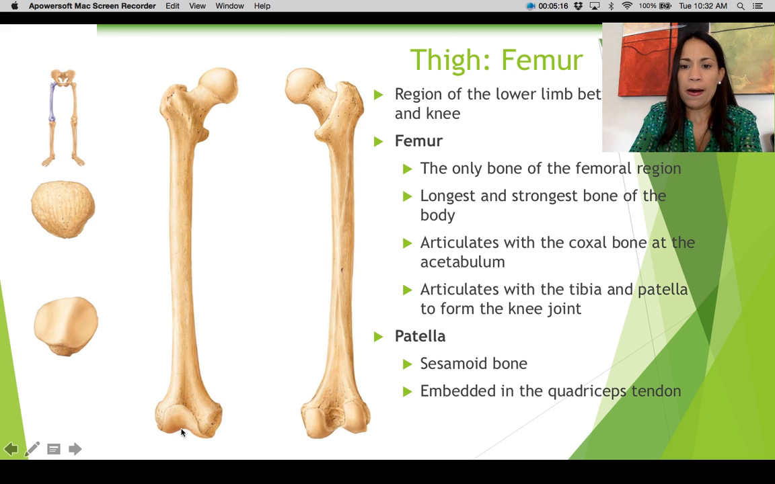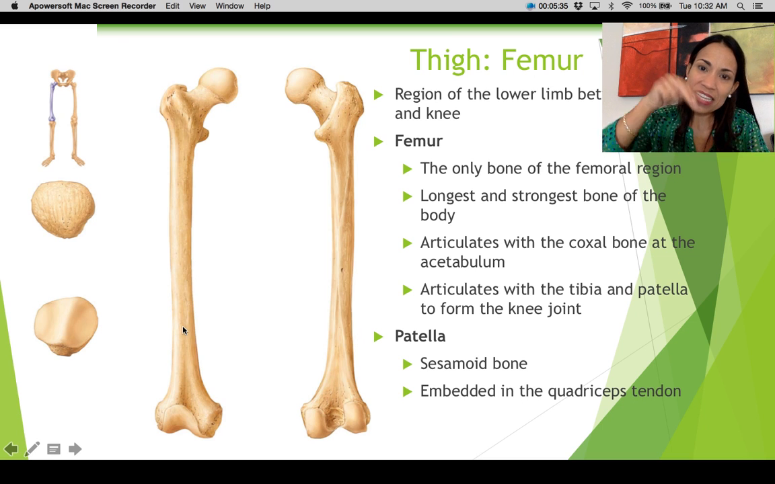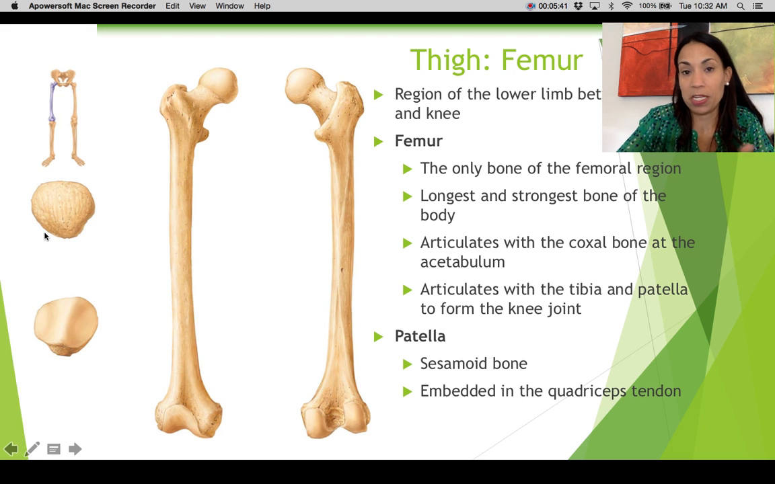surface. Remember, the patella is a sesamoid bone. Remember the classification of bones? So this is a short sesamoid bone that develops within a tendon. In there, we're going to find the quadriceps tendon. The quadriceps is the big muscle of your thigh. And right within the tendon is where we're going to find the patella, the kneecap.